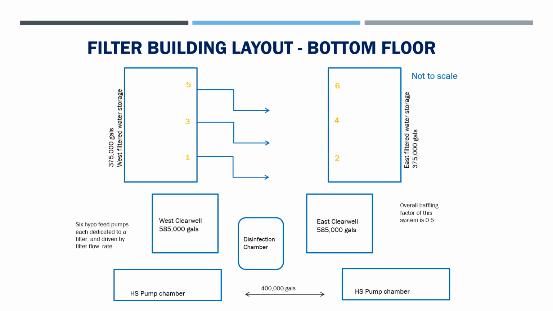Those filters on the west side empty into the opposite east filtered water storage reservoir, and vice versa, the filters on the east side empty into the western reservoir. The reason they did that is to get enough length of straight pipe coming out of the filter to be able to put a flow meter in there and not have turbulence coming into the flow meter, so they get accurate readings. So they need enough straight pipe that can serve that space.